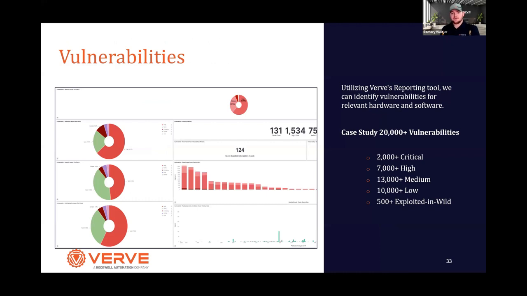So next, vulnerabilities. Again, over on the left, using our Verve reporting tool, we're able to get numbers for this particular environment. We were able to pull the vulnerabilities for hardware and software, and in the case study, there were about 20,000 vulnerabilities associated with this environment, 2,000 of them being critical, and around 500 of them actively exploited in the wild.